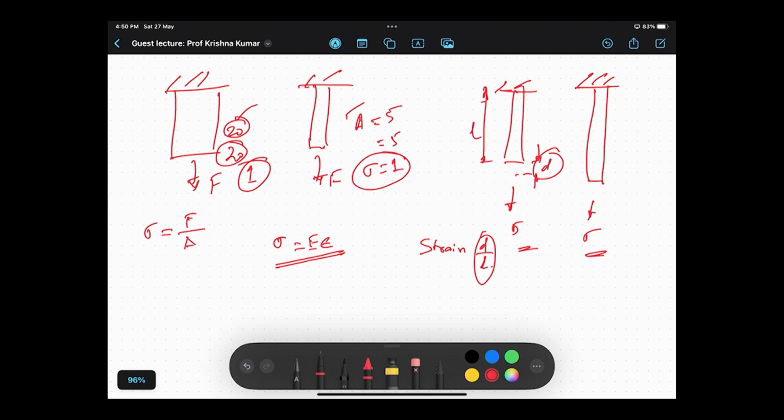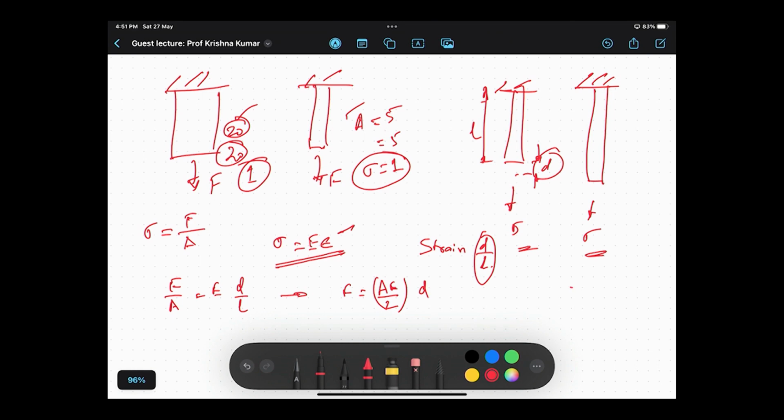But nevertheless, I'm going to do a small derivation. So F by A is sigma, I said. That is equal to E into epsilon. Epsilon is the strain, and so I will put that as D by L. I'm just going to rearrange it. I'm going to take A to the other side. And so I will write this as F is equal to AE by L into D. This is a very important thing. Why am I saying this is important?